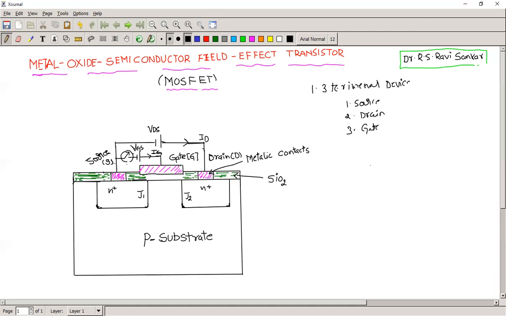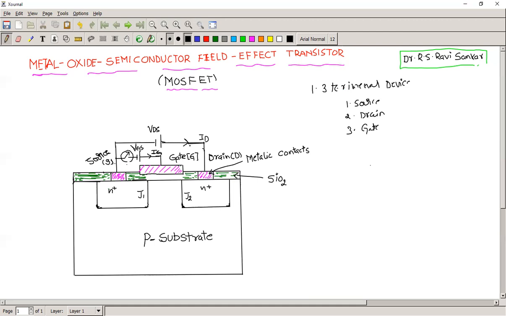In this circuit, the drain is always positive with respect to the source, so that's why we connect a positive voltage. The gate is also positive with respect to the source. Now we are going to see how it is operating. Between the gate and source, we kept one more switch also. Initially, the switch is open.